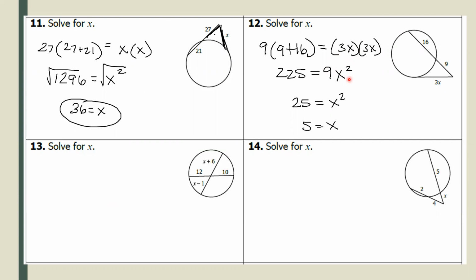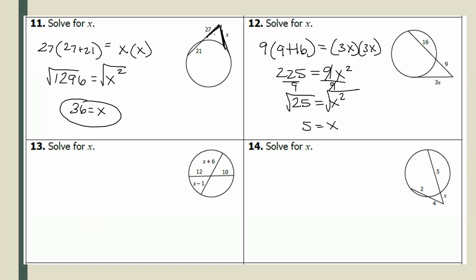We need to get that x squared by itself, so we divide both sides by 9. So how did I go from a 225 to a 25? I divided by 9. So here, divide by 9, divide by 9. That's why the 9 went away, and I was left with just x squared. And then 225 divided by 9 is 25. To get rid of that square, I took the square root of both sides, and x equaled 5. That was fun. So just watch out in case you have to be multiplying an x by itself.